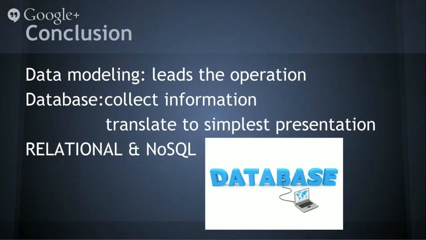In conclusion, both data modeling and databases are very important for computer system development and improvement. Data modeling leads to the operation of programming and can be used in any business. A database collects the information and can translate it to the simplest presentation for users. Relational and NoSQL databases are especially important types in database development. Thank you.